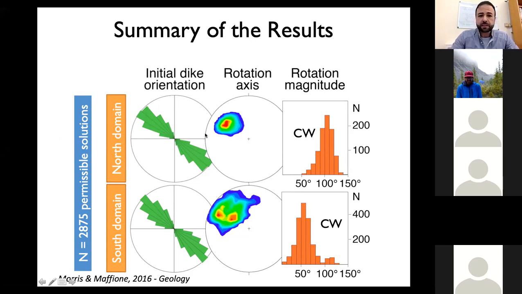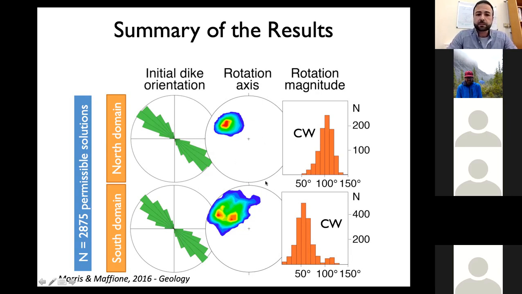So as I said before, the net tectonic rotation analysis can provide the initial dike orientation, which is here represented by this rose diagram. And you can see that despite the dikes in the south and north domain of the studied area showing significantly different in situ directions, they initially had a pretty much consistent trend when they were emplaced in the oceanic crust.